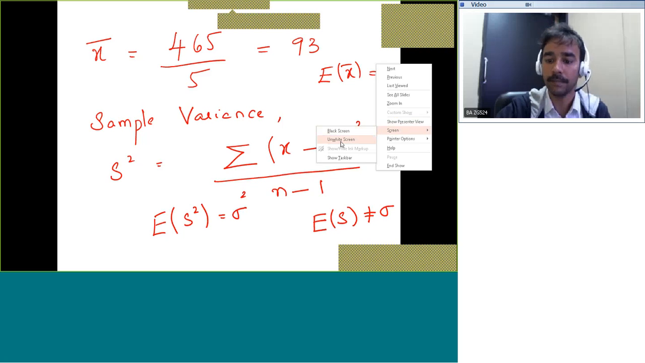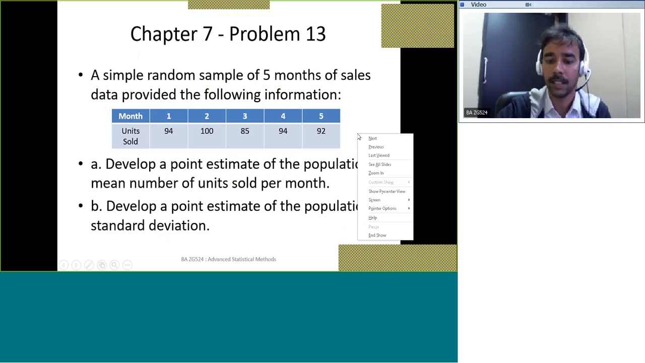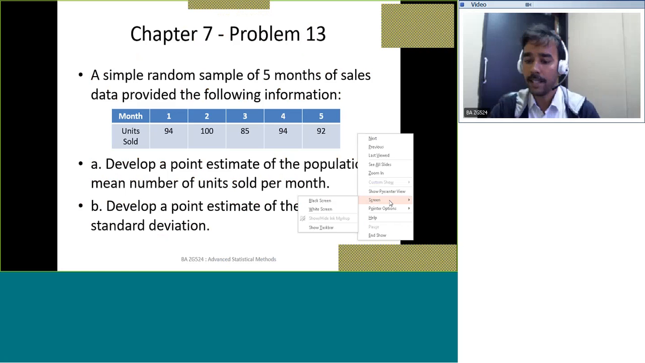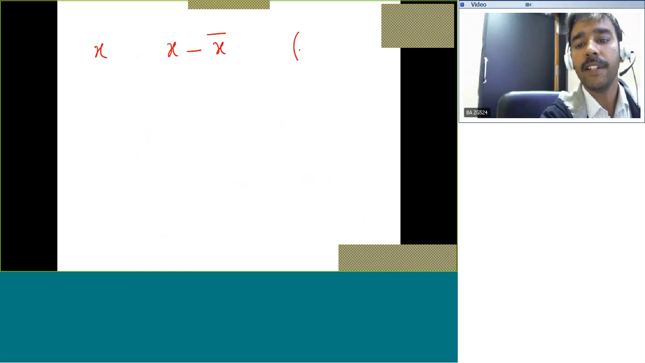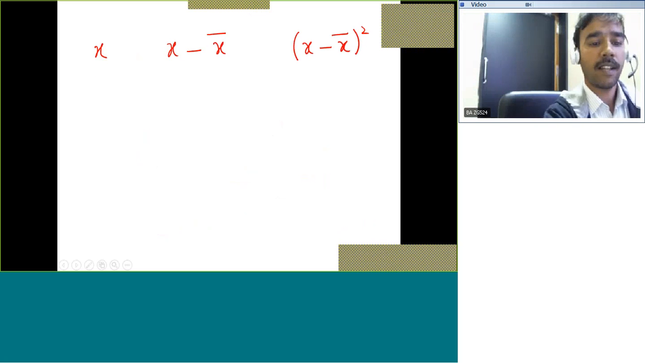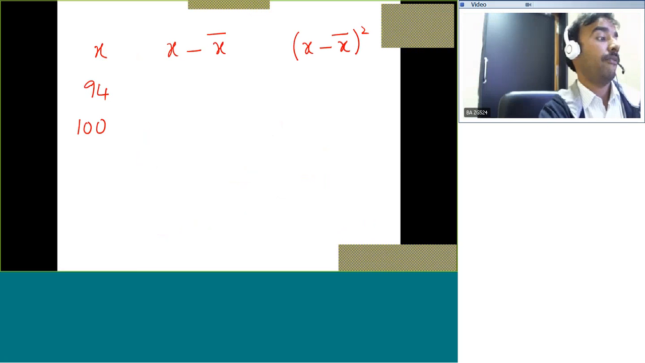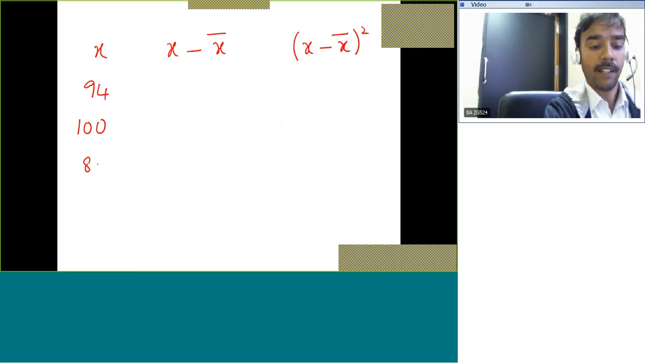Yeah, I'll do that. So we'll calculate this. So how do you do that? We'll do it like this. First we'll write the observation x, then we'll take the deviations from x bar, then we'll take the square of the deviations. So the observations are 94, 100, 85, 94 and 92.